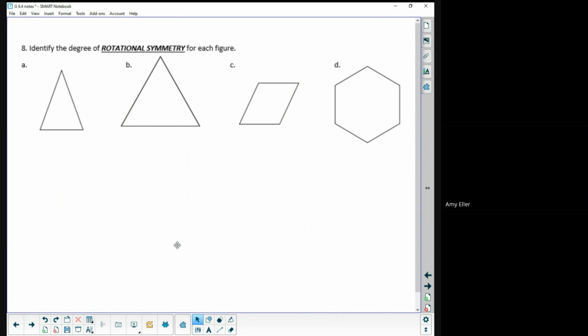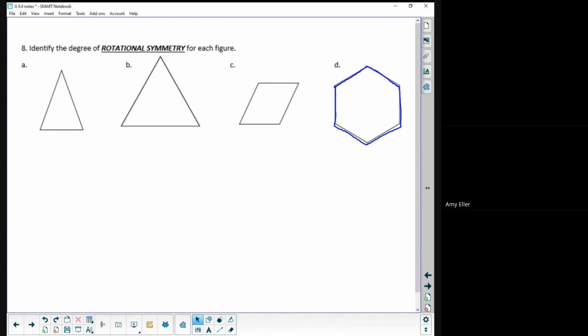This is not lines of symmetry, not lines of reflection. This is degree of rotational symmetry. So please look up here. I'm going to show you actually with this last one. You don't actually need patty paper, but you could. Might be helpful to some. Please watch what I'm going to do up here.